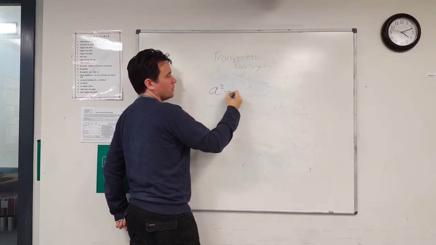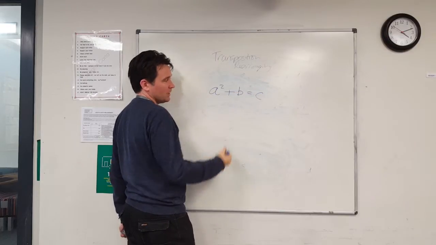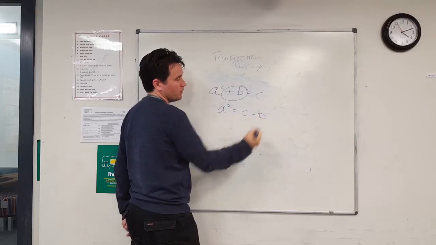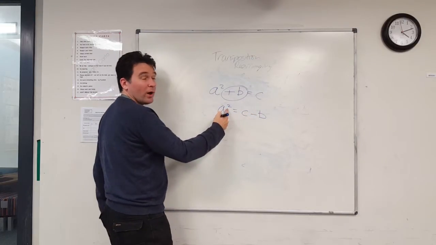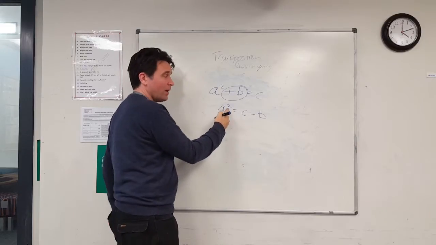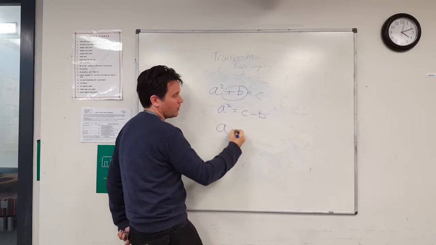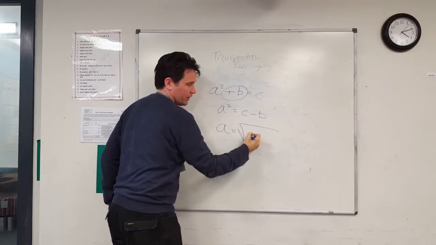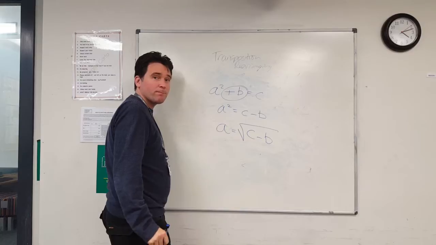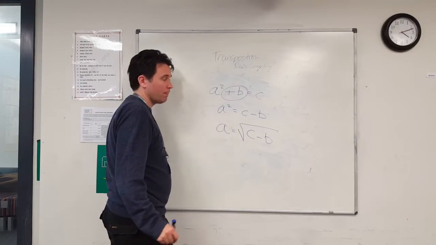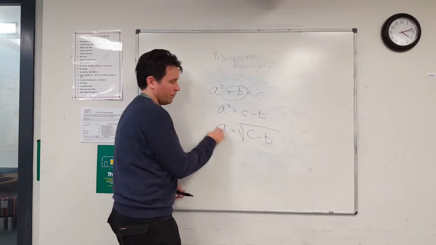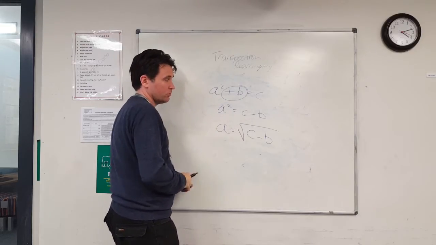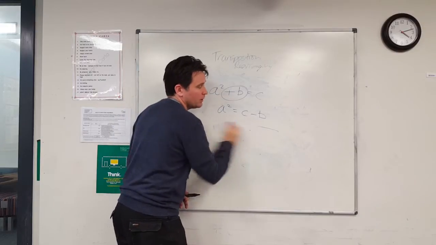A squared plus B equals C. Get rid of the plus B first. So A squared equals C minus B. And then the opposite of square is square root. So you end up with A equals, and C minus B is already there, so all of that gets square rooted. Right? It's as straightforward as that, really. You've just got to attack it in chunks, and you'll be all right.